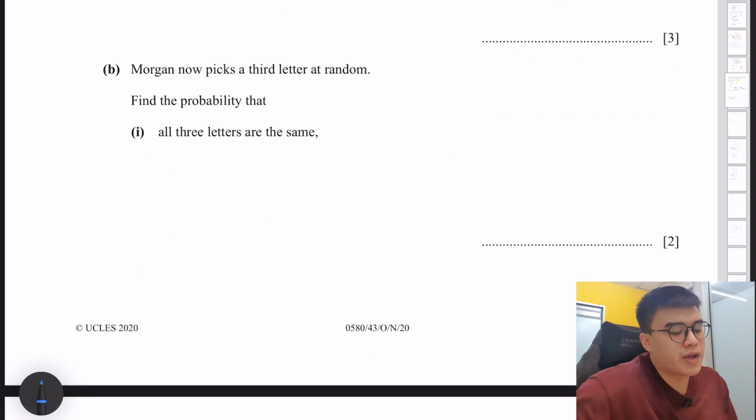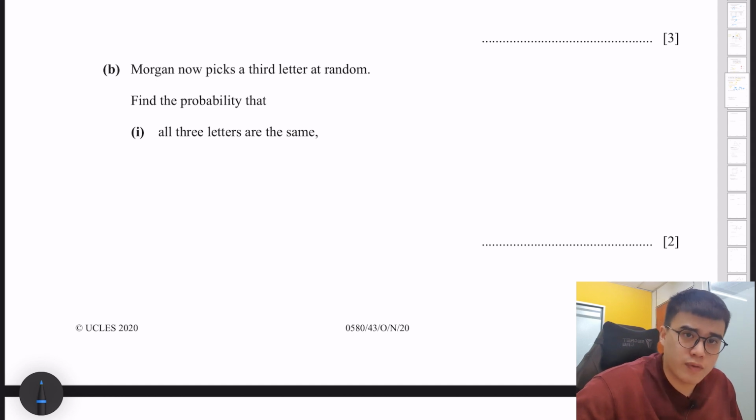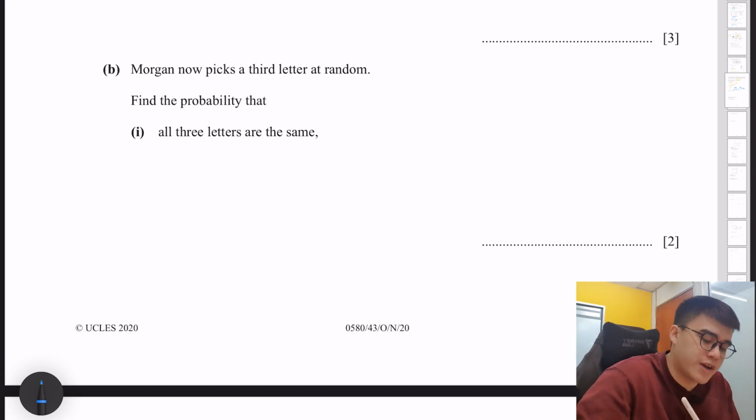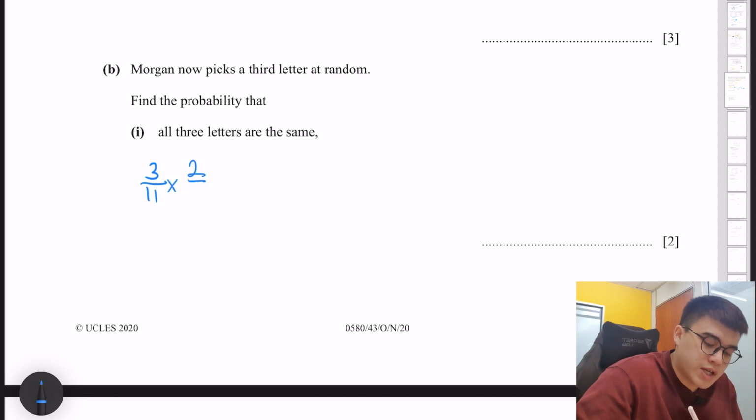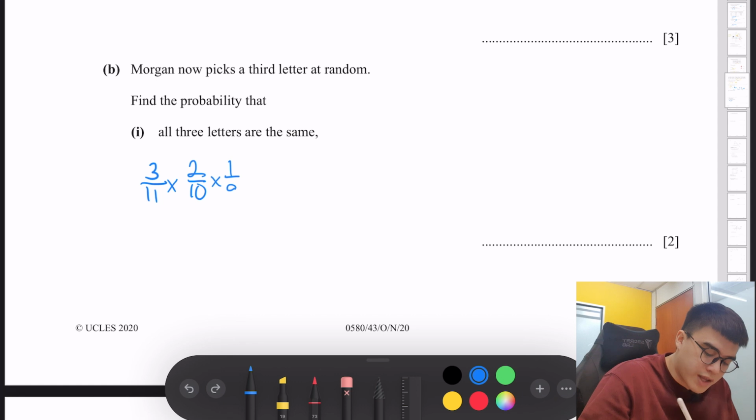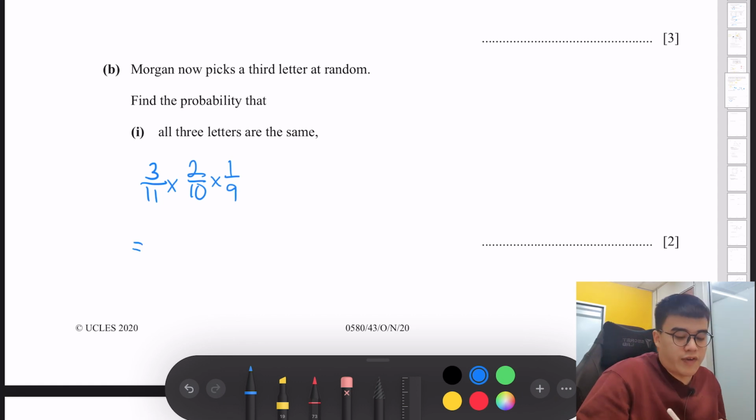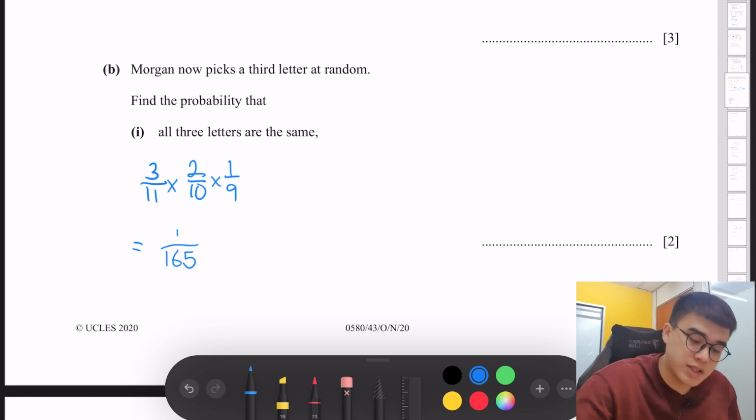Morgan now picks a third letter at random. Find the probability that all 3 letters are the same. Only one letter fulfills this requirement, which is our I over there. So you get 3 over 11 times 2 over 10 times 1 over 9, because another letter has been taken out. So the final answer is 1 over 165.